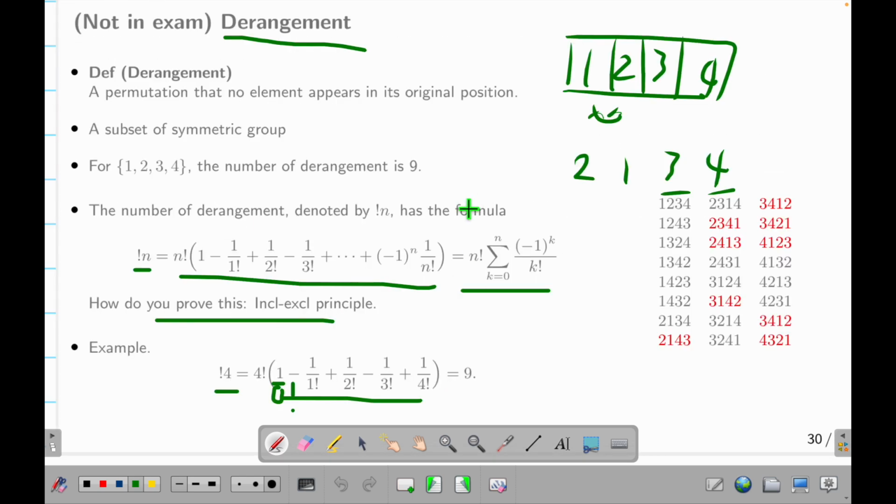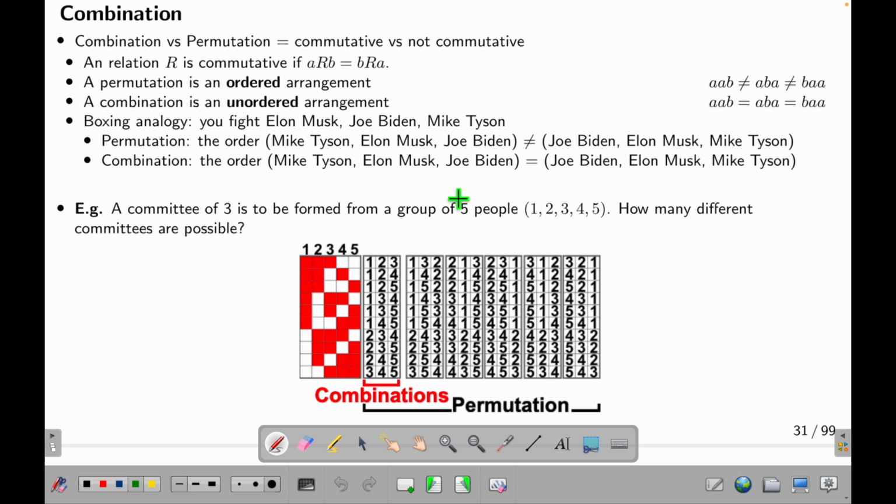After we talk about permutation, now combination. Combination and permutation are very easy. I always use this example, I like this example a lot. Suppose I have to fight 3 people: Elon Musk, Joe Biden, and Mike Tyson. Permutation means order is not the same. Combination means order is the same. If I fight Mike Tyson first, then Elon Musk, then Joe Biden, it's not the same as fighting Joe Biden, Elon Musk, Mike Tyson. Why? Because if I fight Mike Tyson first, I die. But if I fight Joe Biden first, he dies.